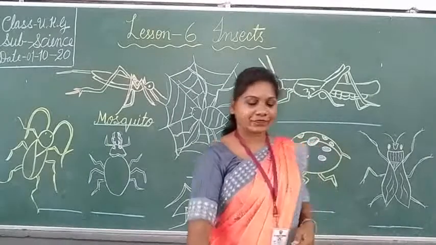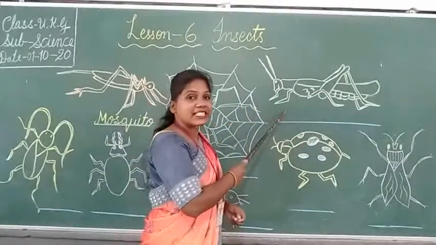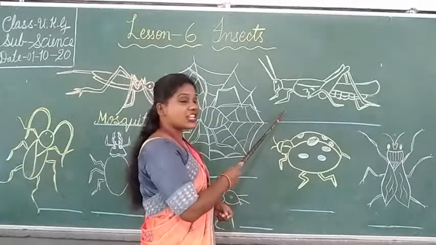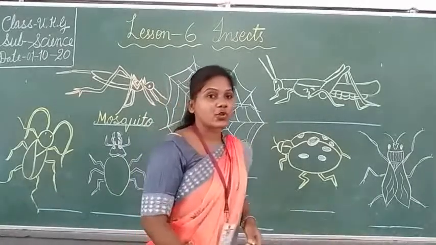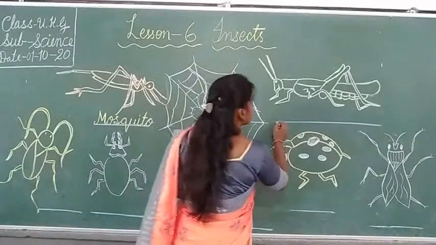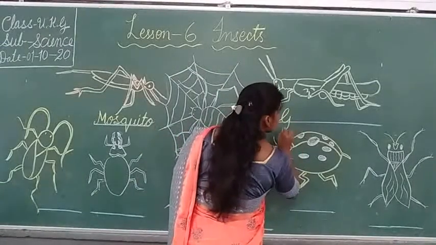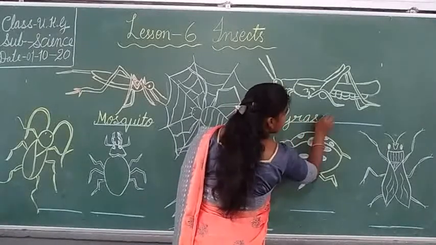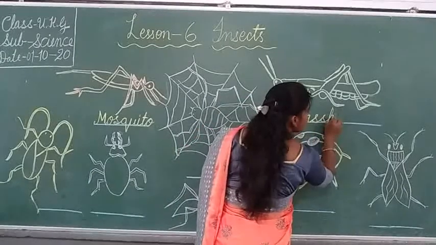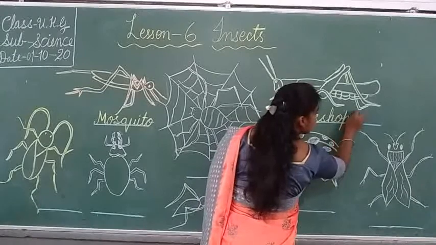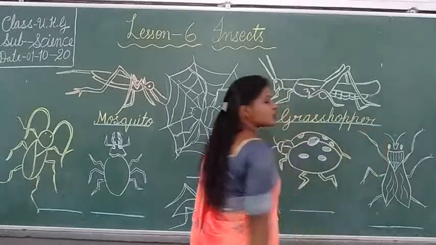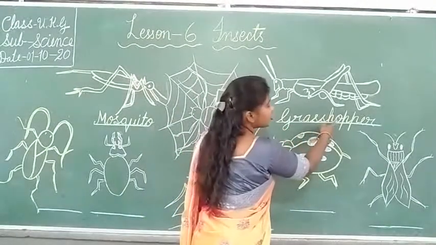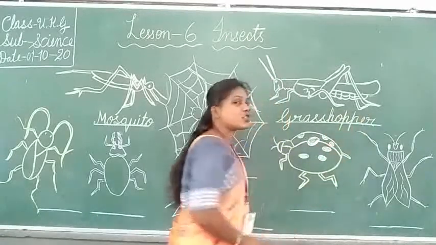Now, second one. This one. Which insect is this? Can anyone guess it? Yes, this is grasshopper. What is the spelling of grasshopper? G R A double S H O double P E R, grasshopper.